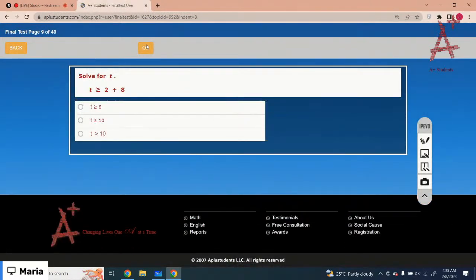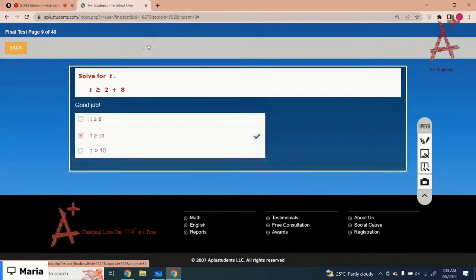Okay, the next one is t is greater than or equal to 8 plus 2. You have to solve for t. T is already isolated. Just solve the other side. So 8 plus 2 is 10. So t is greater than or equal to 10. So the second option is the correct one. T is greater than or equal to 10. Got it?